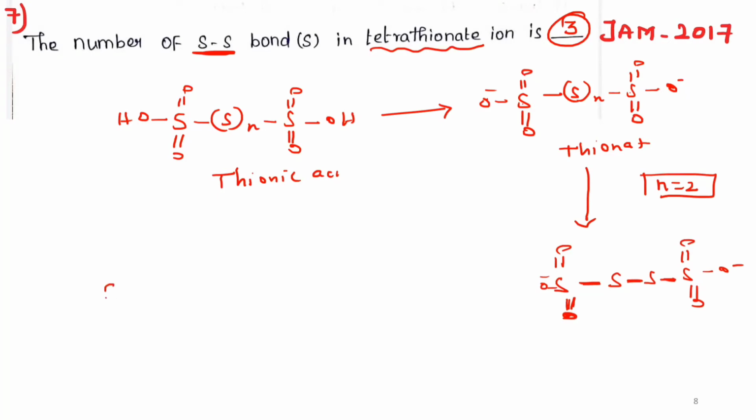This is a formula, right? S double bond O, here double bond O, here sulfur, here sulfur, here sulfur, and double bond O, here O minus, here O minus. This is tetrathionate. How many S-S bonds? 1, 2 and 3 S-S bonds. The answer is 3. It's a NAT question, JAM 2017 question. Okay, I go for question number 8.